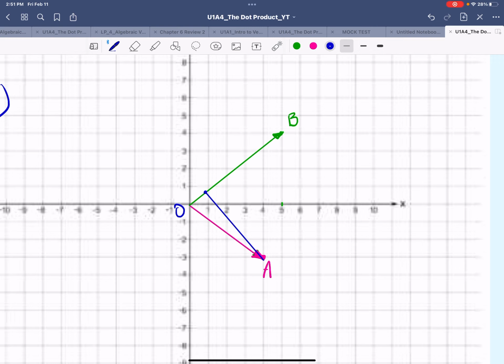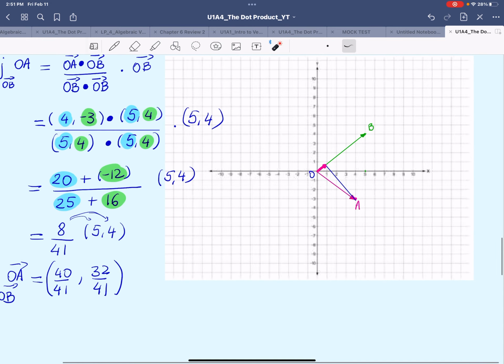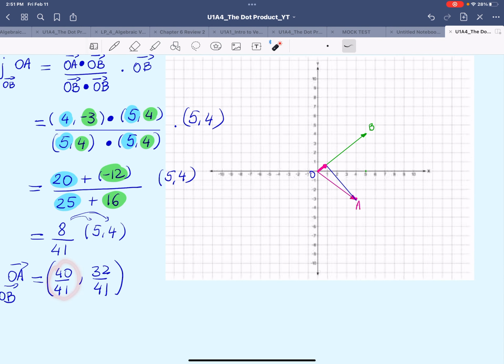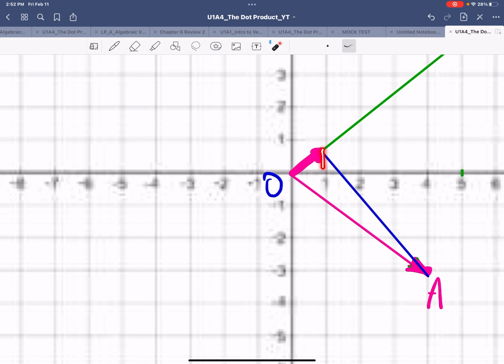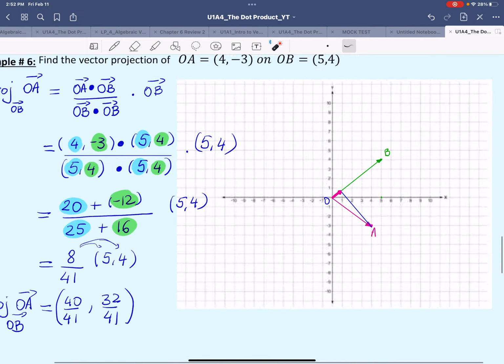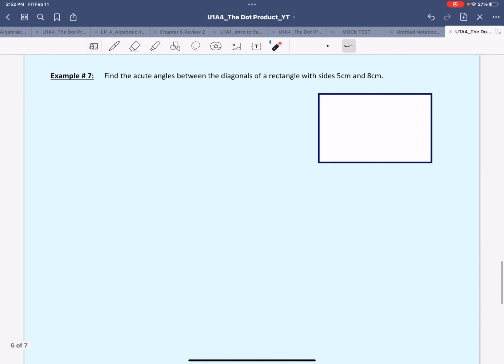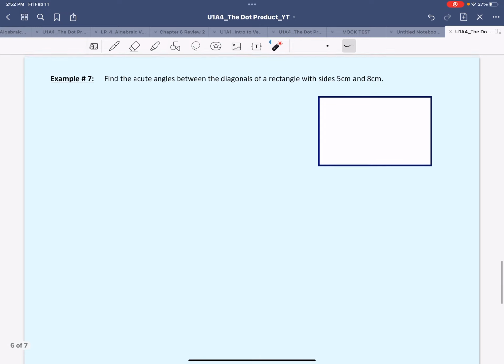This will mark the projected vector, or the vector projection of OA onto OB. As you can see here, the coordinates are kind of clear. So less than 1 and less than 1 for both x and y. And you can tell that 40 over 41, so the x coordinate, seems to be a little bit bigger, and 32 over 41, the y coordinate, is a little bit further from 1 here. And that's how it works. It's like magic almost.